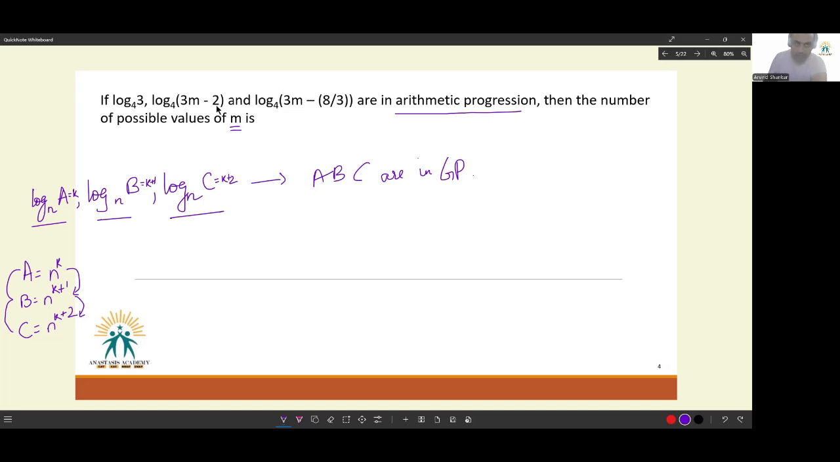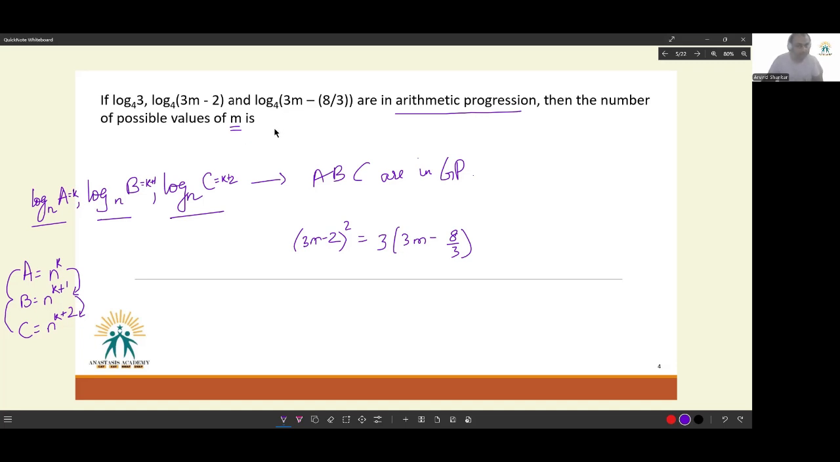If 3m minus 2 and 3m minus 8 by 3 are in GP, it would be the middle term squared. (3m minus 2) whole squared has to be equal to 3 into (3m minus 8 by 3). Now, at this time, it may seem like there will be two values of m, and we can go ahead and mark that, but you cannot do that.